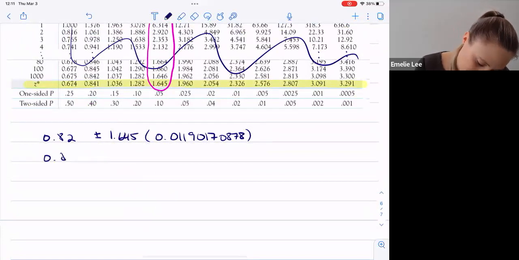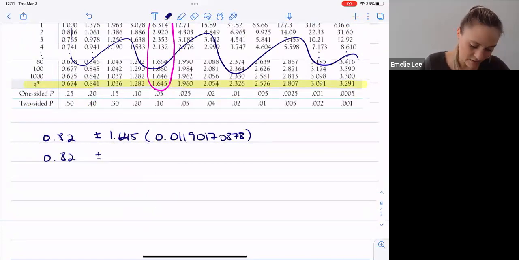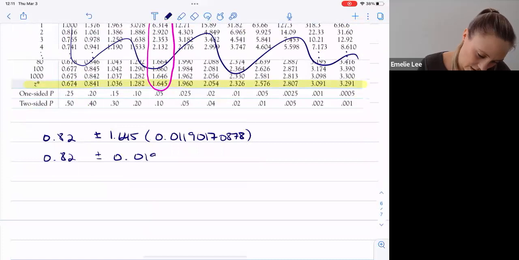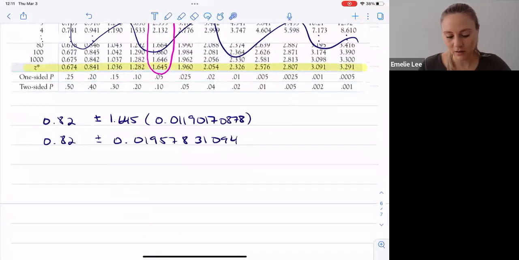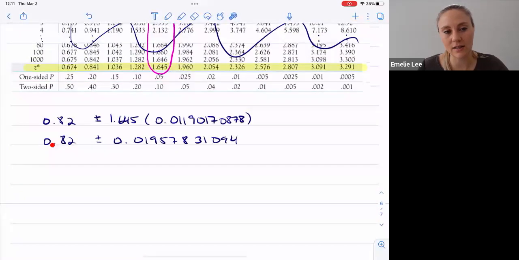So I have 0.82 plus minus, and then I'm going to multiply that by 0.1645, which gives 0.01957831094. And then when I do this calculation, I'm going to subtract first.